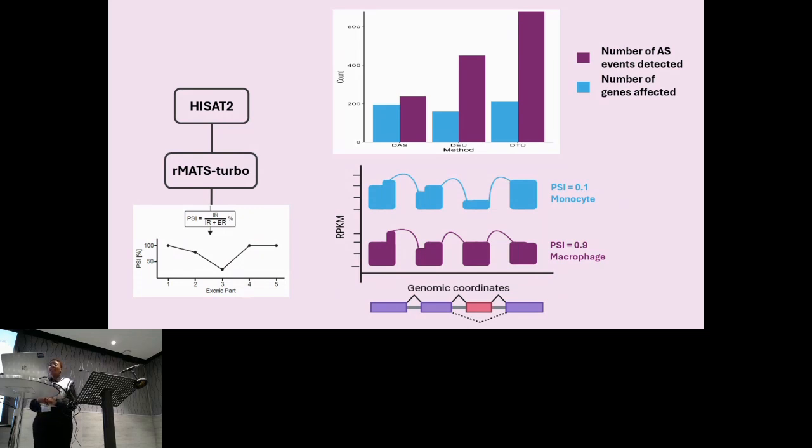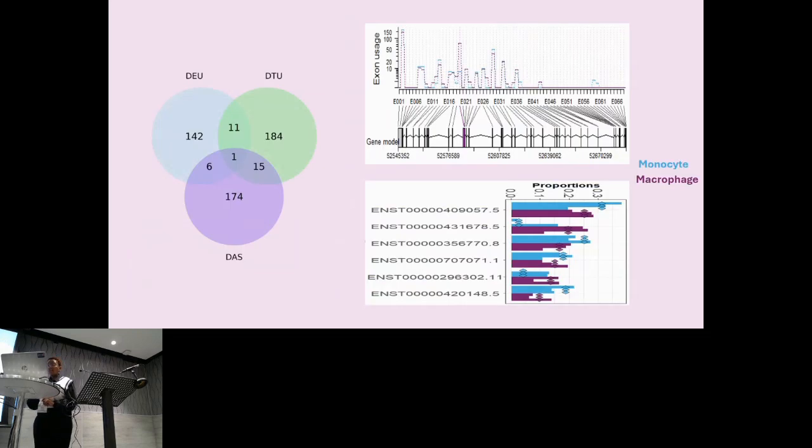238 differential alternative splicing events were identified, affecting 196 genes. And so then what I attempted to do was to integrate all the results from each of these methods in order to look at the different levels of alternative splicing simultaneously. However, we see that there is limited overlap, with only one gene experiencing DEU, DTU, and DAS.